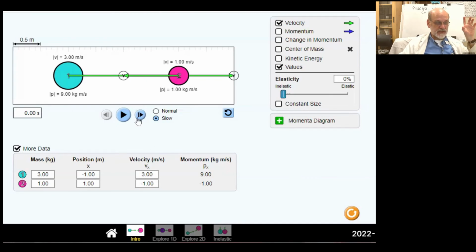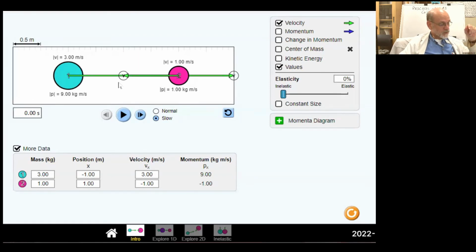And again, the position doesn't matter. Leave everything else the way it is. You can click constant size if you want to, but sometimes it's useful to see a difference in size when you change the mass. So let's flip over to the table in number 10, I think it is. Yeah, 10, but it's on page 5.